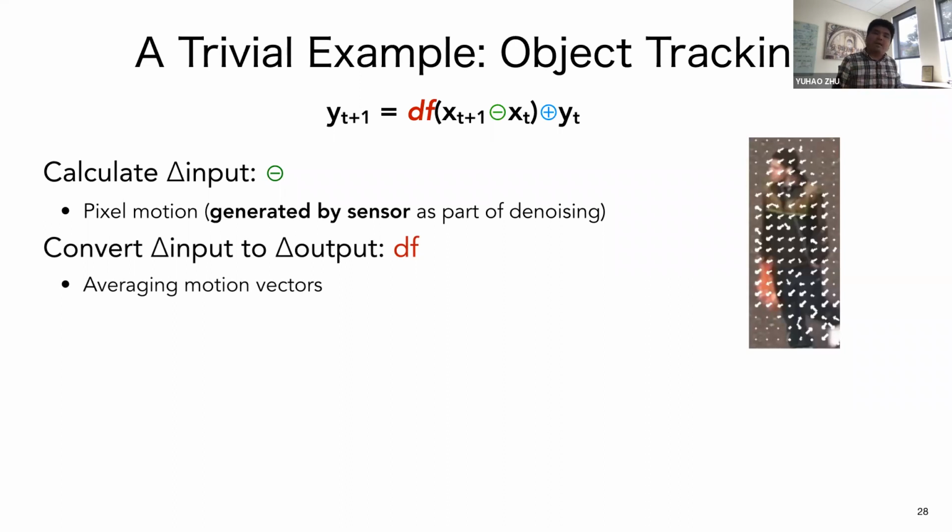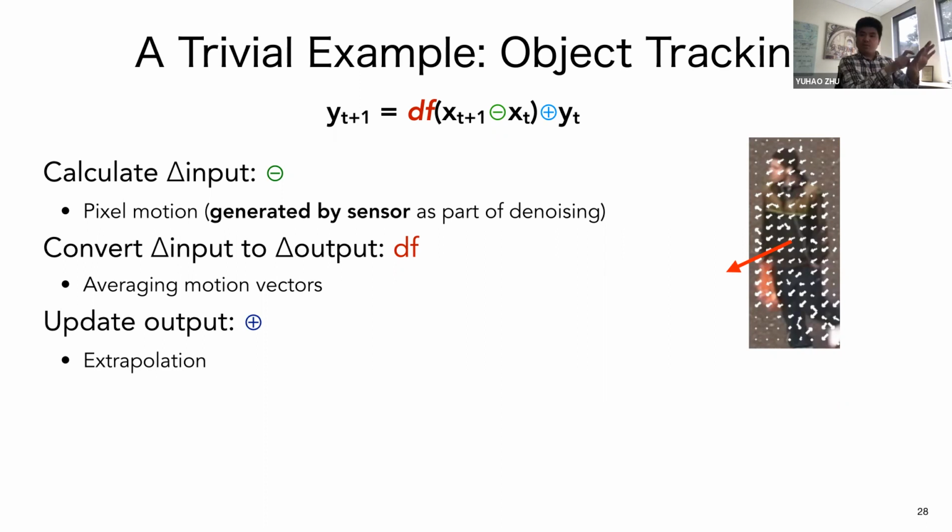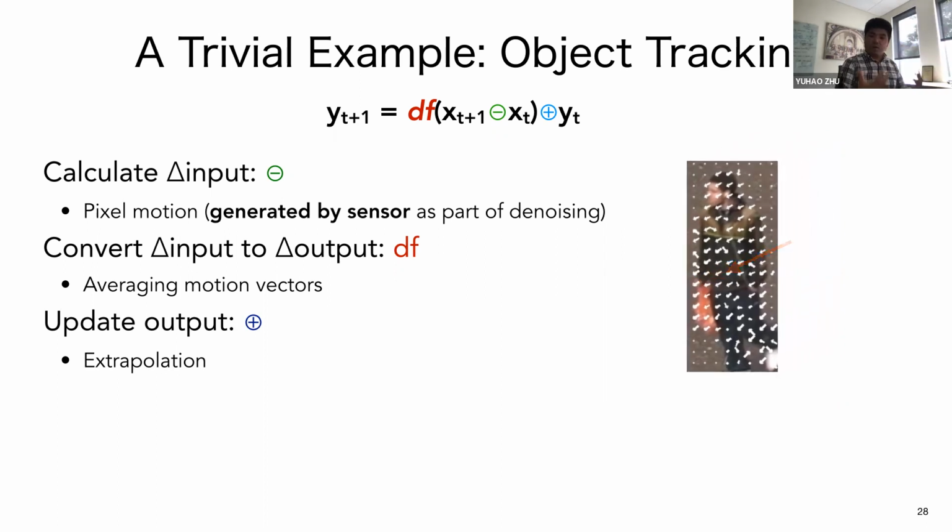Okay, now what is delta output here? In this particular application, what we care about is the movement of the entire object, not individual pixels. But if we have individual pixel movements, all we have to do is to average it across the ROI of the object. That gets us the average motion of the object, and the average motion is naturally delta output. And the last step is to update the output. You have the previous location, the position of the object. You have the movement of the object. All you have to do is to extrapolate, basically a vector addition that gets us the new location of the object, right? So that's what the three operators are doing.